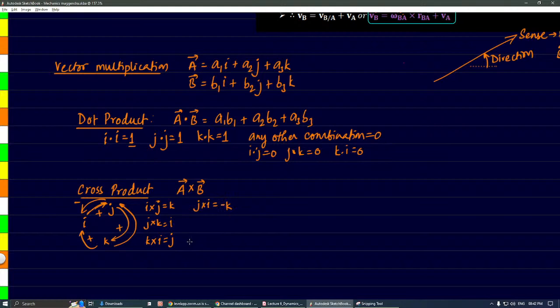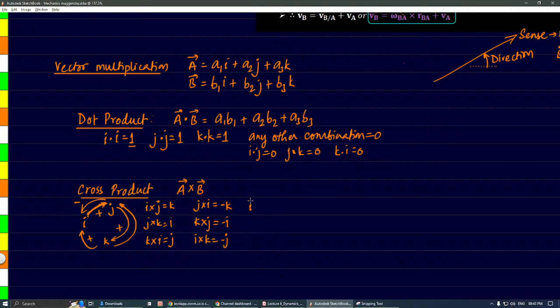When we are moving clockwise, it is positive. When we are moving anti-clockwise, it is negative. So if we do K cross J, that is anti-clockwise, so it is negative I. Then I cross K is negative J.